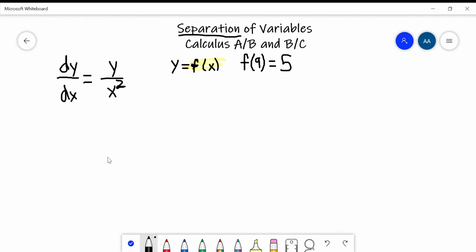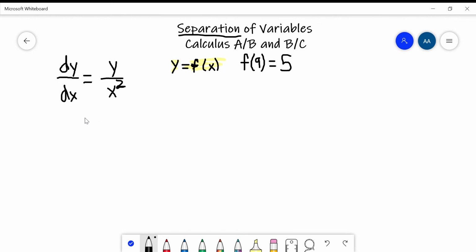So we're going to try to solve for f of x. Or you could say we're going to try to solve for y. We're going to try to find an equation in terms of y. Now, we don't want any dy's or dx's in it, so we need to try to get those out of the way. Now, how are we going to do that? Separation of variables, again.